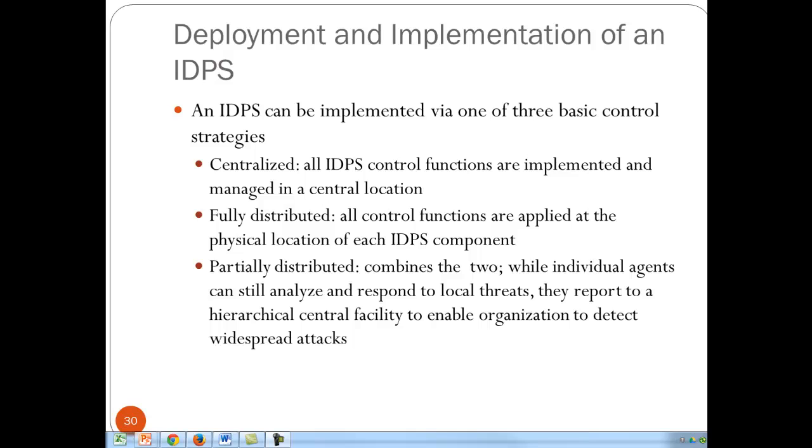So there's three basic control strategies for implementing an intrusion detection system. Centralized, where all the control functions are implemented and managed in a central location. Fully distributed, where the control functions are applied at the physical locations of each component. And then partially distributed, which combines the two. The individual agents can still analyze and respond to local threats, but they report to a central facility to enable the organization to aggregate that information across the facility.